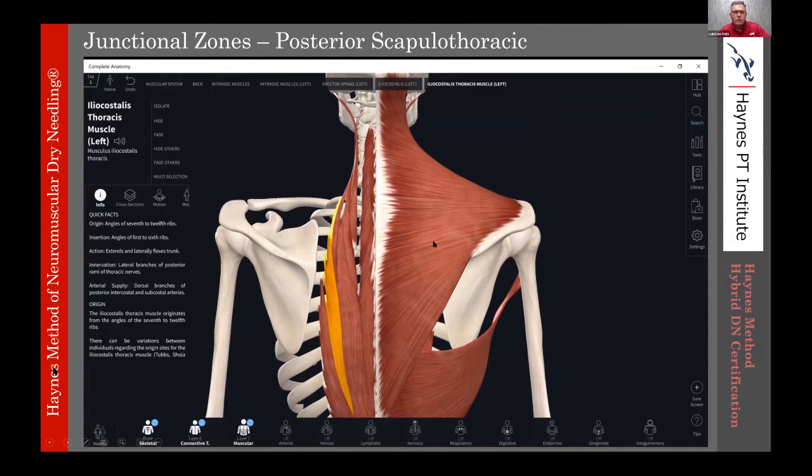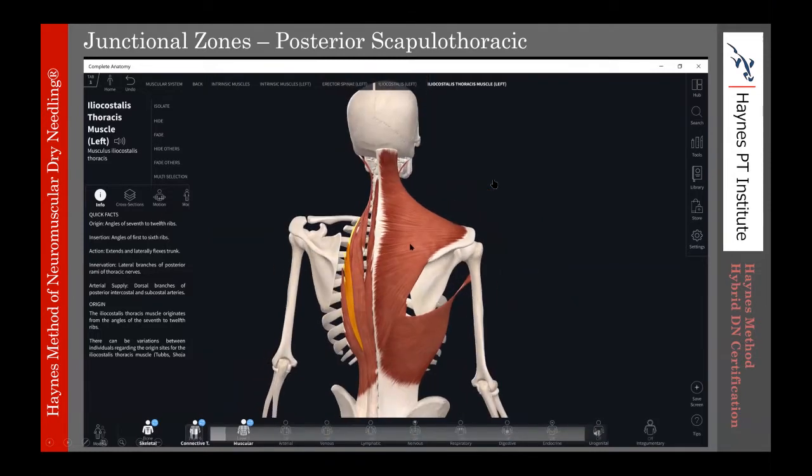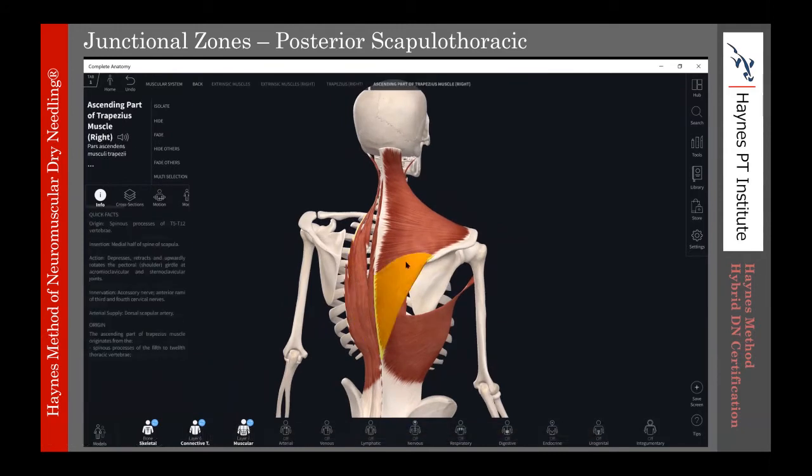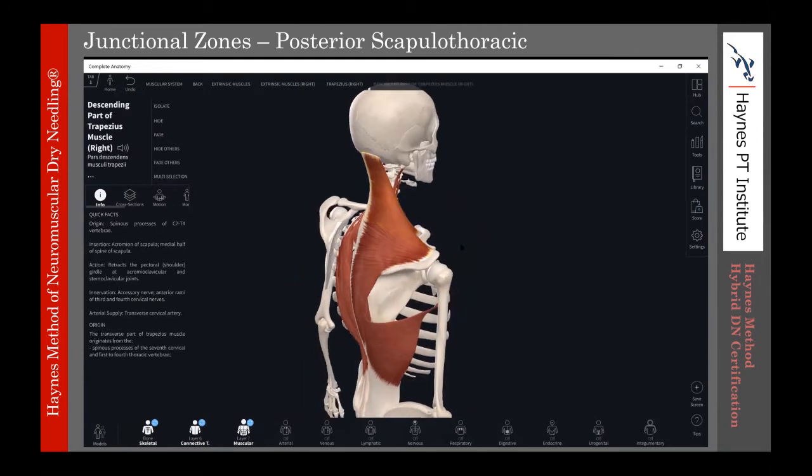So let's take a look at our three-dimensional anatomy in the posterior scapulothoracic region. The structures we'll look at are the trapezius, upper, middle, lower, latissimus, the multifidus, spinalis, and then the longissimus and iliocostalis. So let's start with the trapezius, both the lower, middle, and upper portions there.